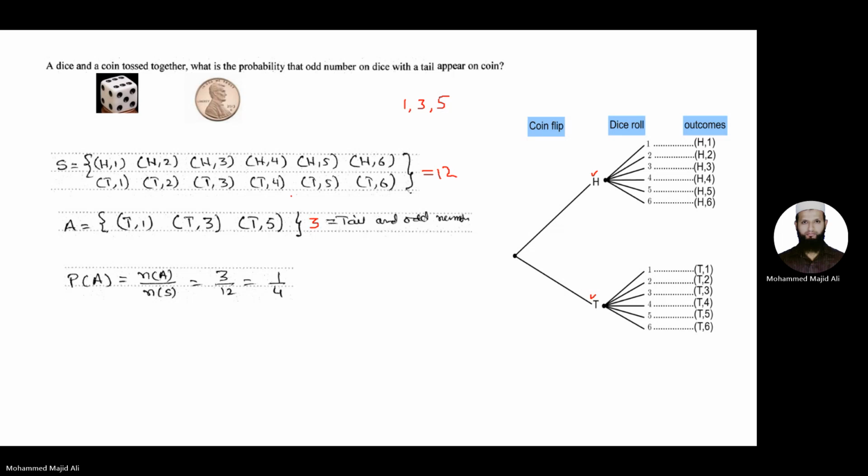Now probability is the favorable number divided by the total number of outcomes. So what are the favorable outcomes? 3 favorable outcomes, divided by the total. So 3 by 12, which equals 1 by 4.